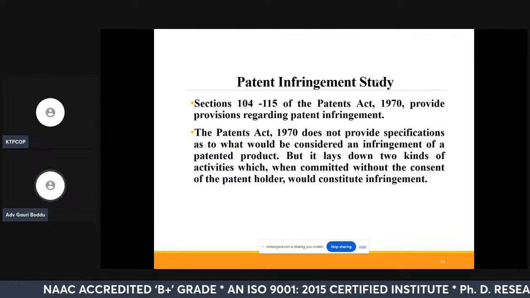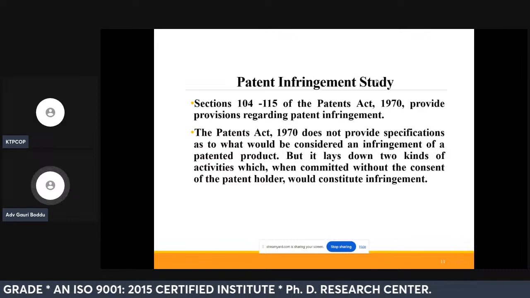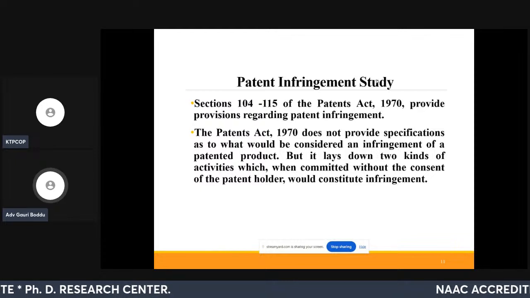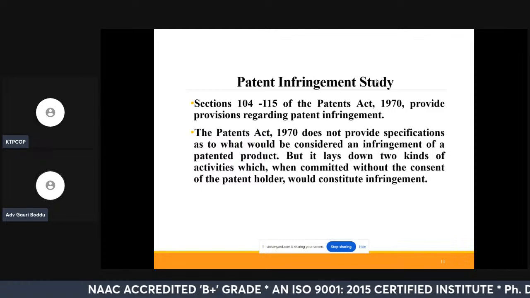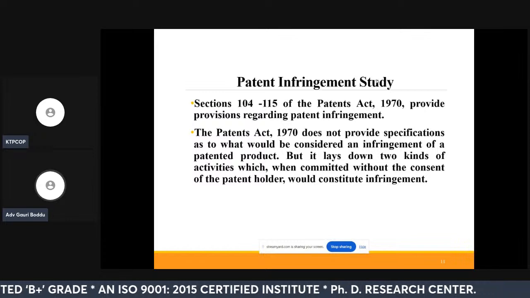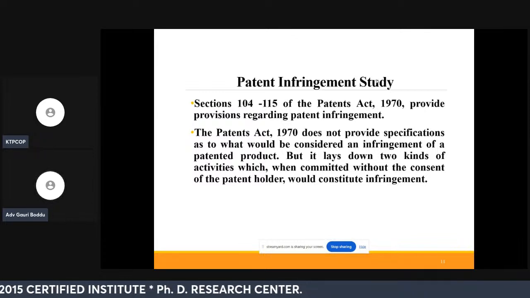Now, making, using, offering for sale, selling, importing the patented products. These are the infringement of the patent. Using the patented process, or using, offering for sale, selling, or importing the product directly obtained by that process is the infringement. If someone is using it, making it, offering for sale, or selling it without your knowledge, it goes into infringement.